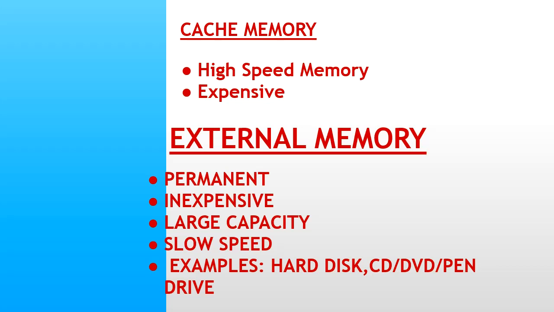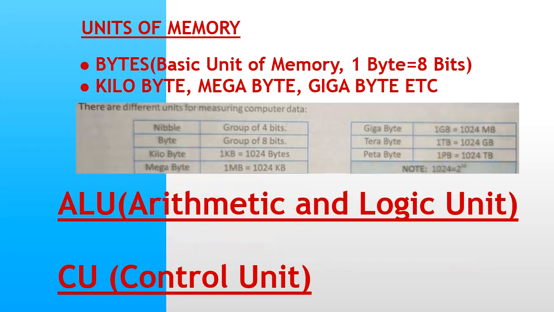Now since the RAM is temporary in nature, suppose we are doing something in the computer. Till when we have not saved our data, it is in the RAM. The moment we save the data, it goes to the storage devices, the external memory, and it becomes permanent.